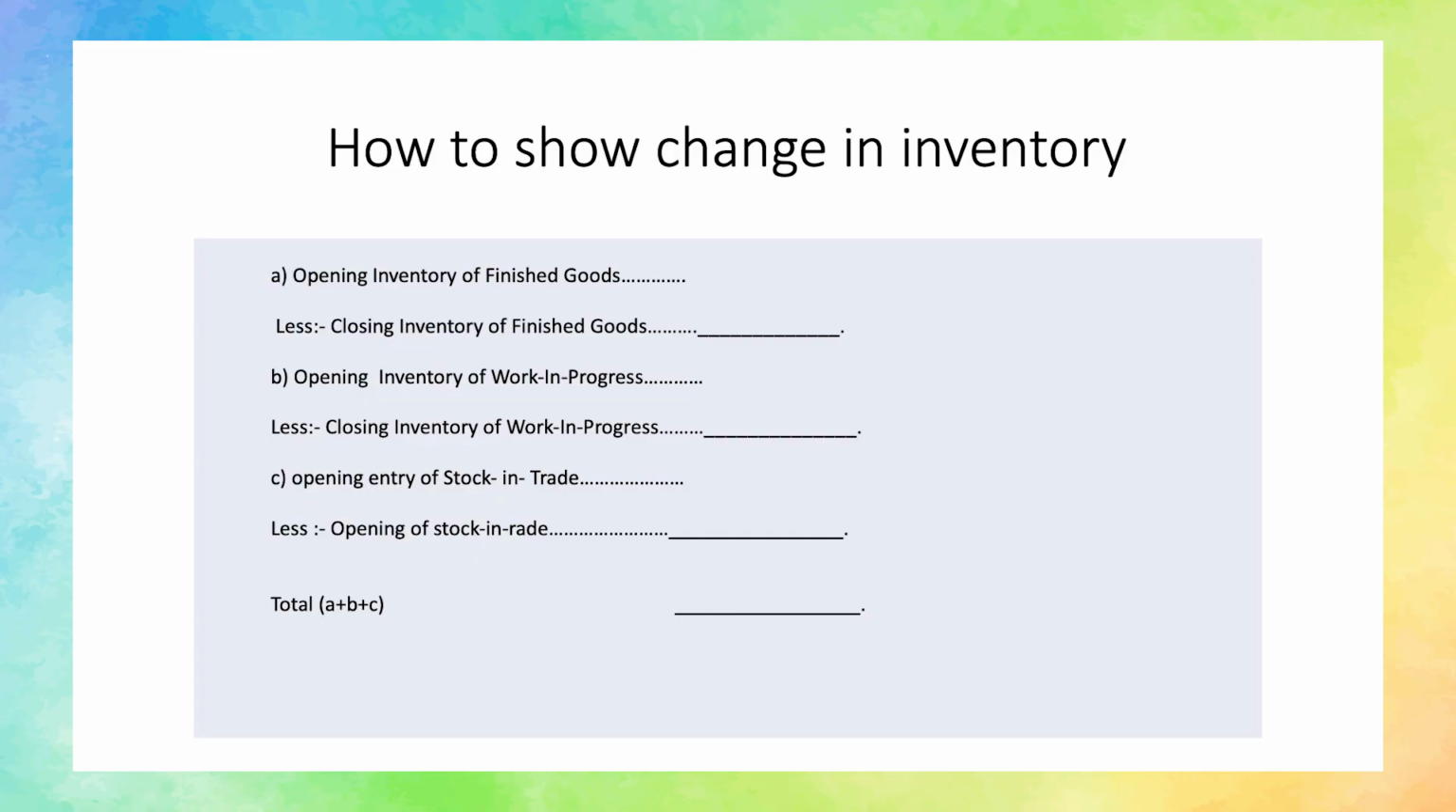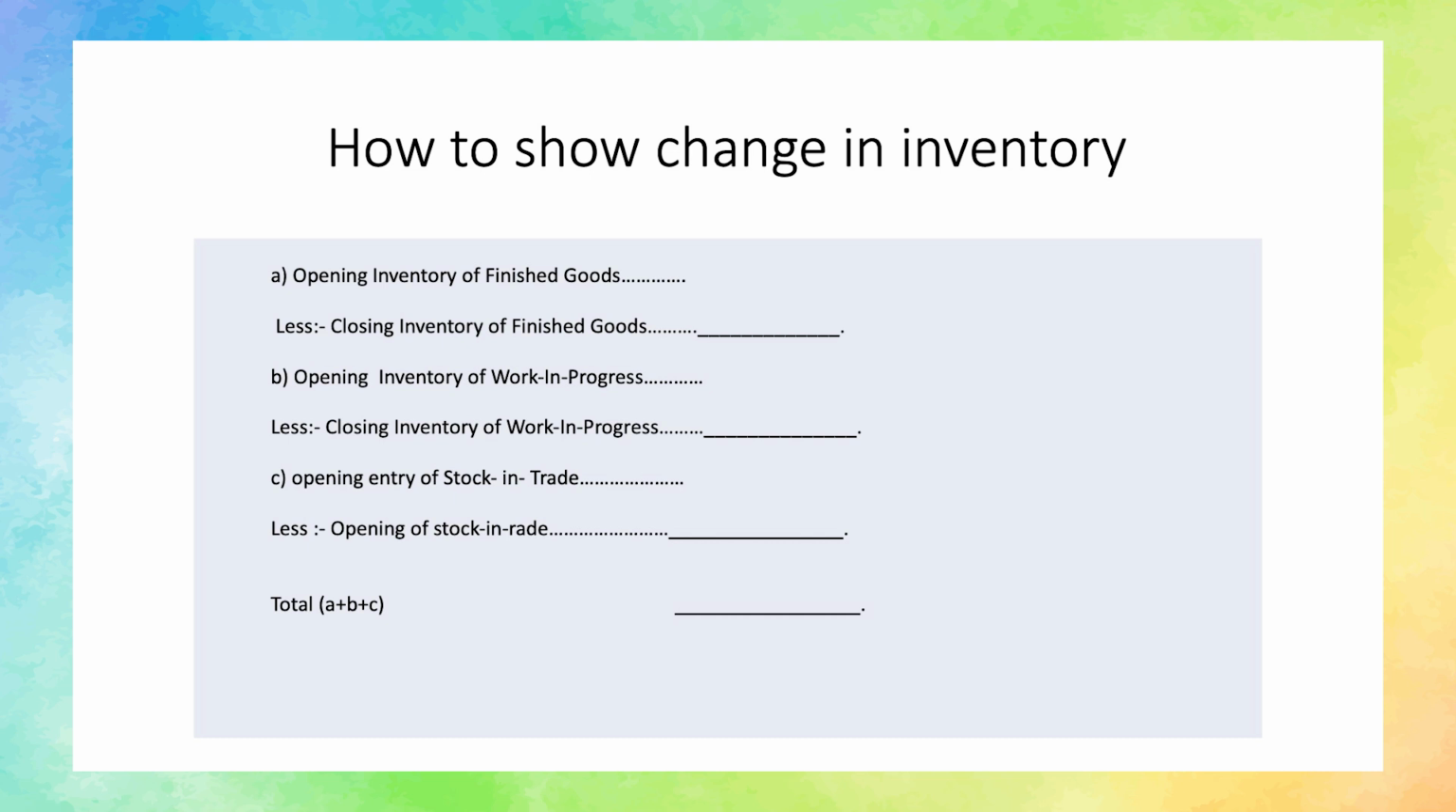Dear students, our next component of expenses is change in inventories of finished goods, work in progress and stock in trade. It is the difference between opening and closing inventories of finished goods, work in progress and stock in trade. These will be shown as follows: opening inventory of finished goods less closing inventories of finished goods.